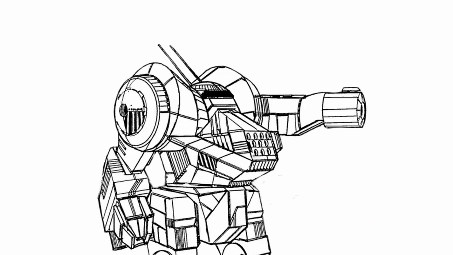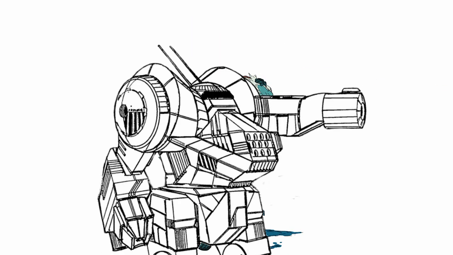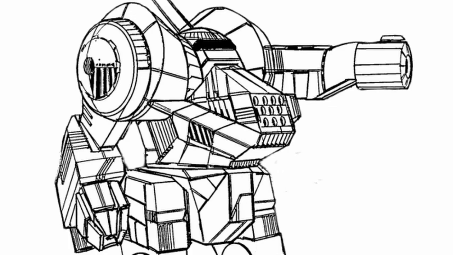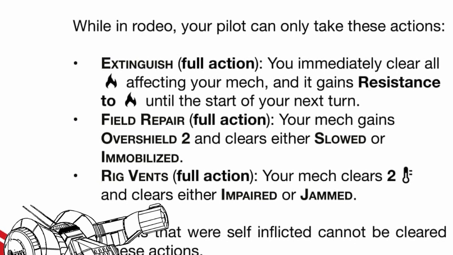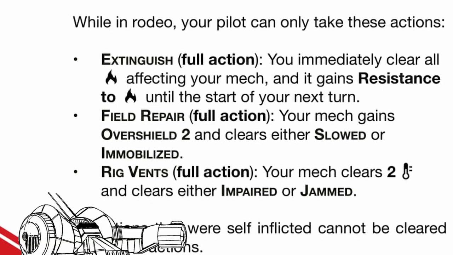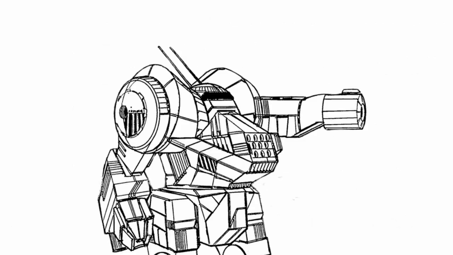While in rodeo, your pilot can get shot, and as soon as your shield is down, you immediately go back in, ending the effect, and cannot start rodeo again on your next turn. You can also end rodeo with a quick action. While in rodeo, your pilot can only do the following full actions, all of which let you patch up or remove statuses from your mech. Obviously, self-inflicted conditions cannot be cleared.